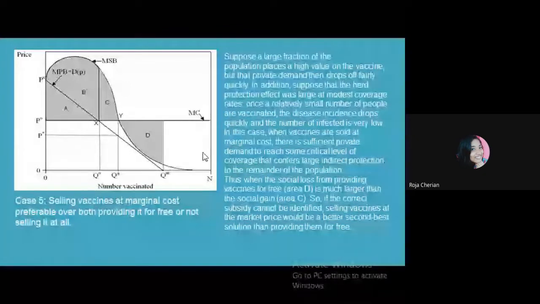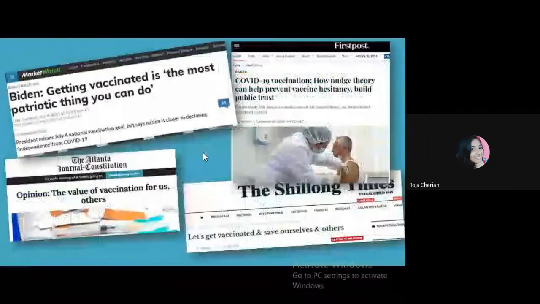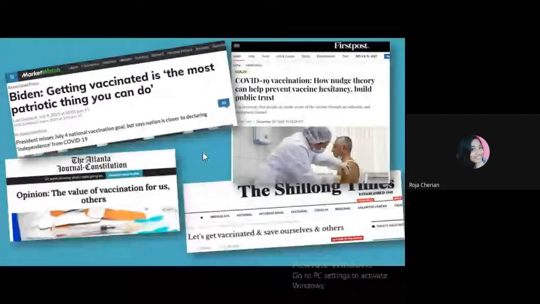That is, if the correct subsidy cannot be identified, selling the vaccine at the market price would be a better second best solution than providing it for free. So whatever be the cost, we must consider only the value of it. We must follow this fact in the case of vaccination. As Biden says, getting vaccinated is the most patriotic thing you can do.